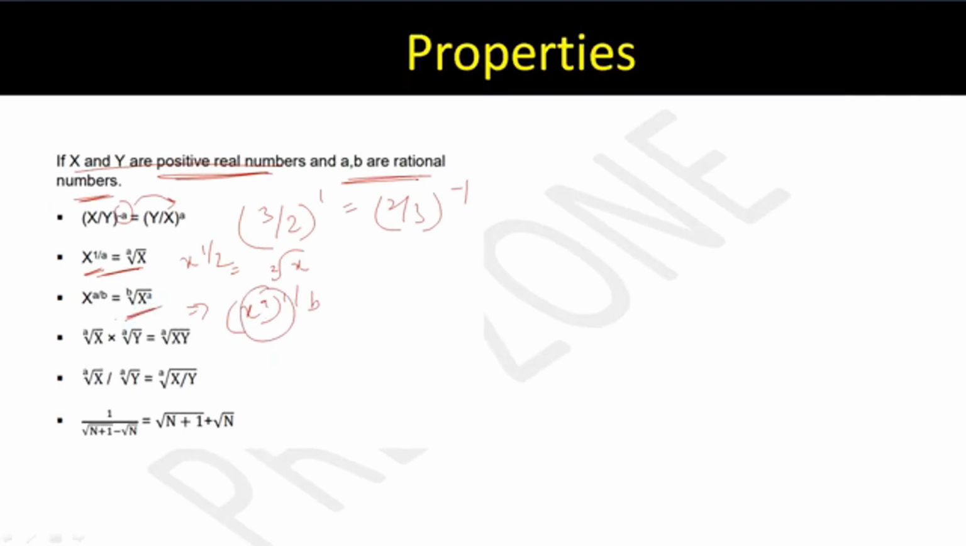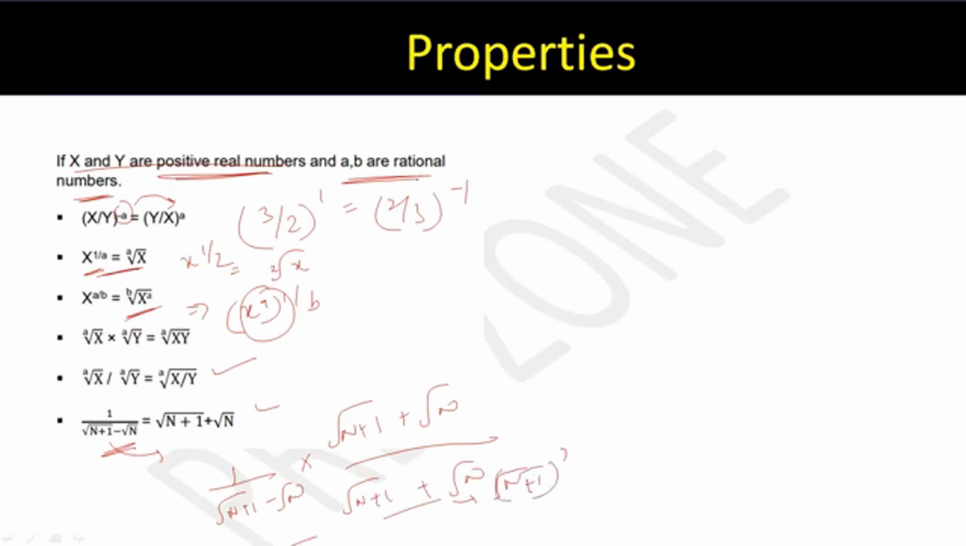The ath root of x into the ath root of y is equal to the ath root of xy. Clear? The ath root of x by the ath root of y equals the ath root of x by y. Very intuitive. This is the conjugate property. 1 by root n plus 1 minus root n equals this. How do we derive it? We have studied in equations, we always multiply with the conjugate pairs. So if we do this, a plus b into a minus b equals a square minus b square. So root n plus 1 square minus root n square, solve this to get 1, and hence the numerator becomes the final value. That's it.